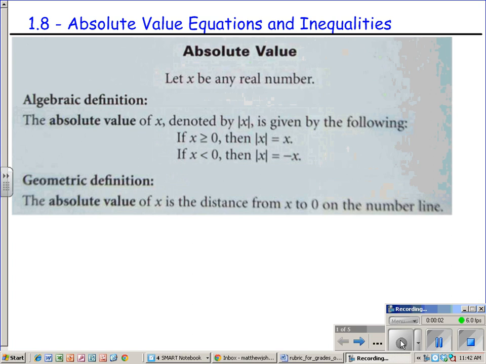Hi everybody, this is the notes for section 1.8, the last section for chapter 1, dealing with all kinds of linear stuff. This one is absolute value equations and absolute value inequalities. Go ahead and take a minute, copy this stuff down, and we'll talk about it.